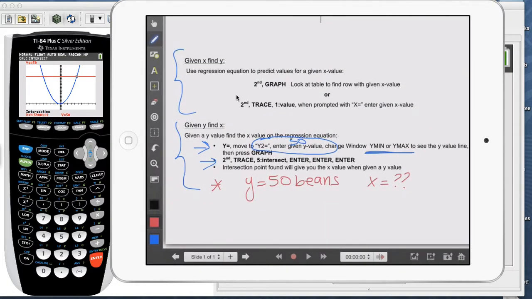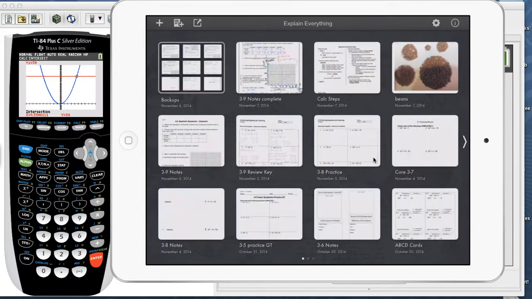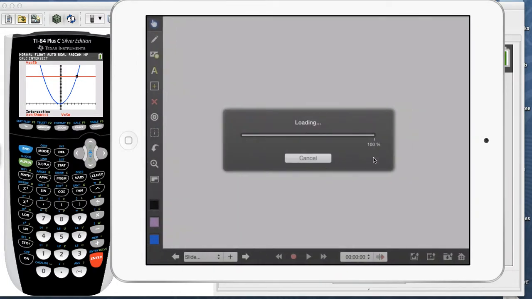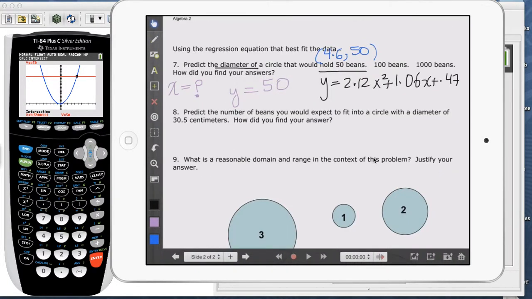Okay, so now let's move on to the next question. Let me go back to my notes. Now in number 8, they're saying predict the number of beans. So now what do they want? They want y, when the diameter of the circle is 30.5 centimeters. As you can see in this case, x is given and you need to find y.